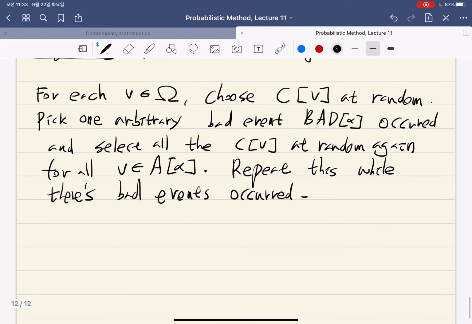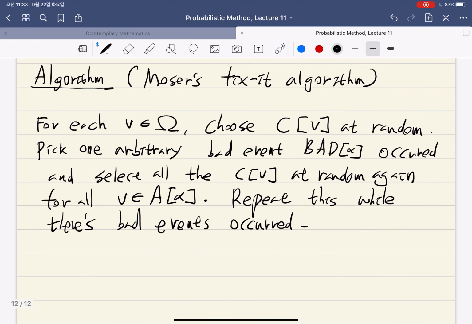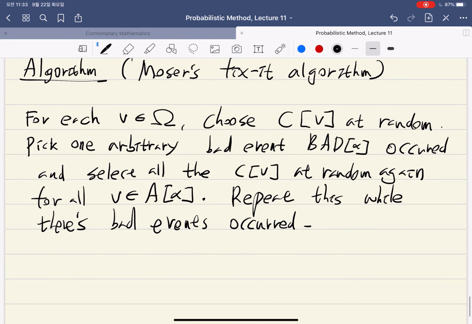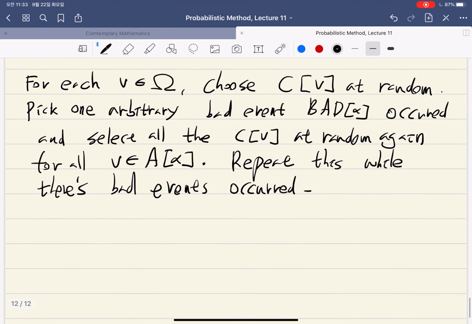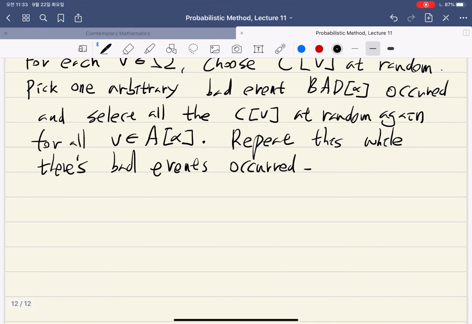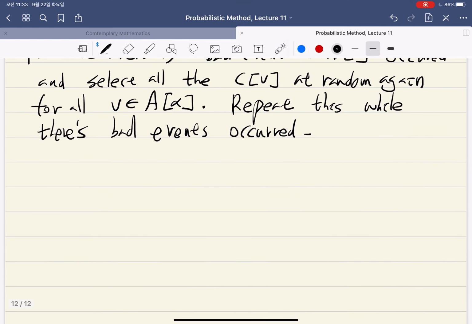And now we want to claim that this actually works with high probability, and this actually finishes in a finite time. And that finite time is not too bad. So for that, we need to define some notation.